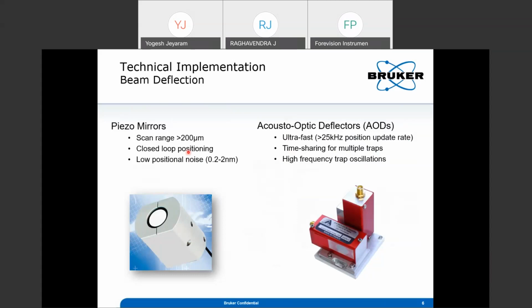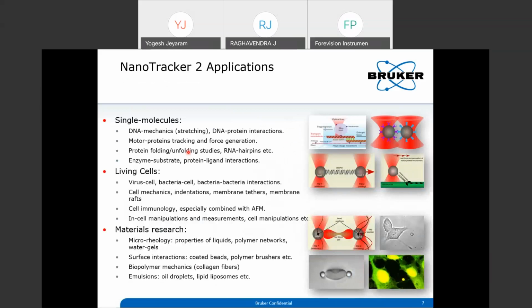Okay. So if you look at the optical tweezer applications, which we call the nanotracker, you can largely divide them into three areas, right? So single molecule studies, living cells, and materials research. So of this, the biology is a larger section. So many publications are there, many people use it. Right? So if you look at DNA mechanics, DNA protein interactions, right? Or if you are looking at a motor protein, you're looking at how the motor protein is moving and what kind of force it generates, right? So to understand this behavior, also for protein folding, unfolding studies, RNA hairpins, etc.